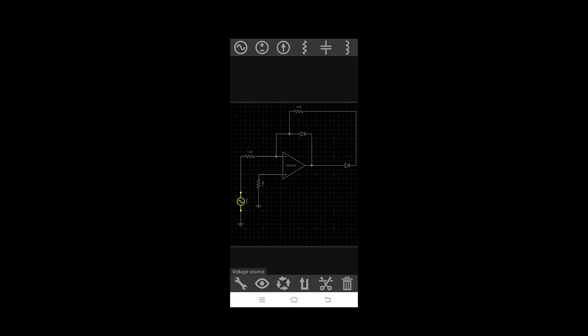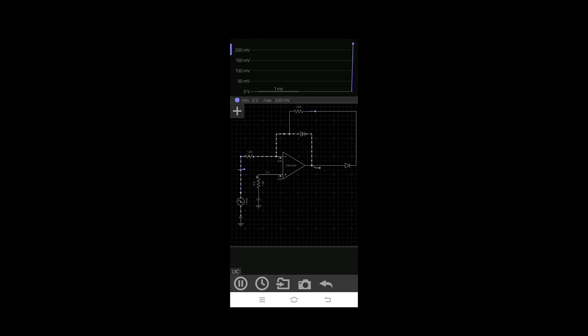A voltage source, 2 diodes, 3 1 kilo ohm resistors. Next, a 100 kilovolt per volt op-amp. I have done with the connection. Let's play the simulation. Let's see the input signal.